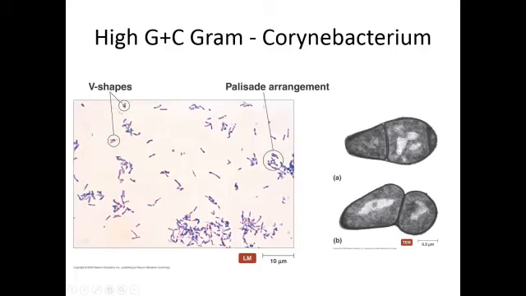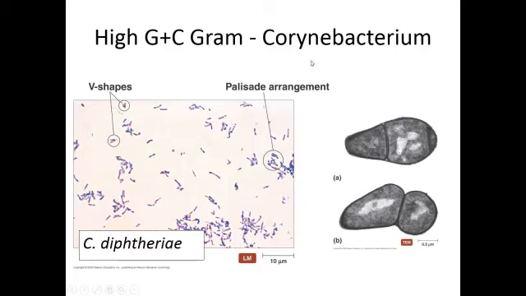And this causes them to form V-shaped structures like you see here, and palisade arrangements where they line up longwise, as if they had divided this way instead of this way. These palisade arrangements and V-shape are characteristic of Corynebacterium. So when you see these under the microscope and they're gram-positive rods, you pretty well know that you've got Corynebacterium.